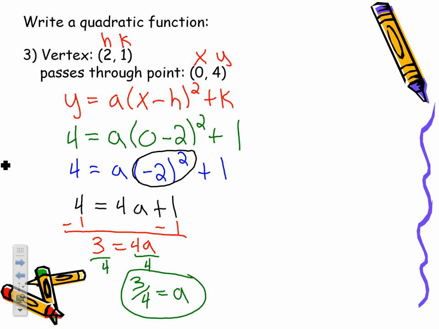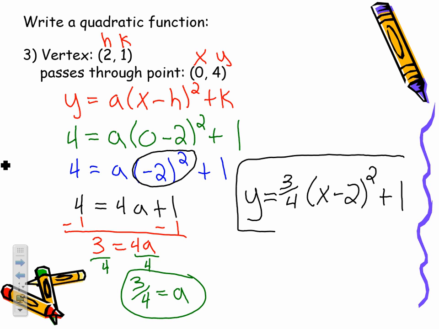So to write the equation of this parabola, it's going to be y equals, my a is 3/4 times the quantity x minus 2 squared plus 1. And there's the equation of the information that was given to us.